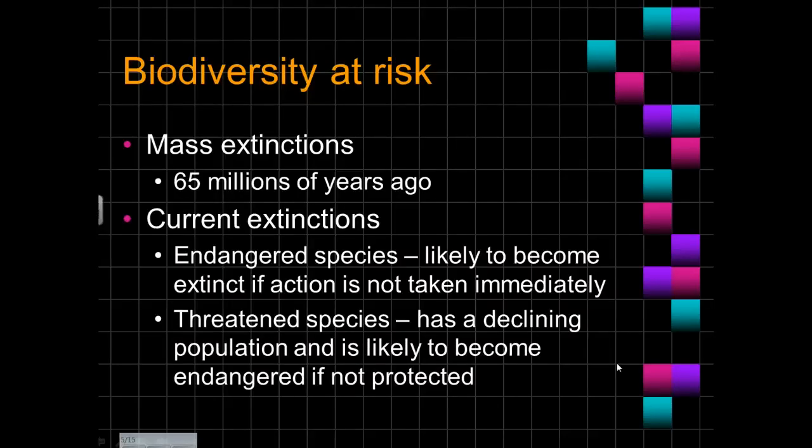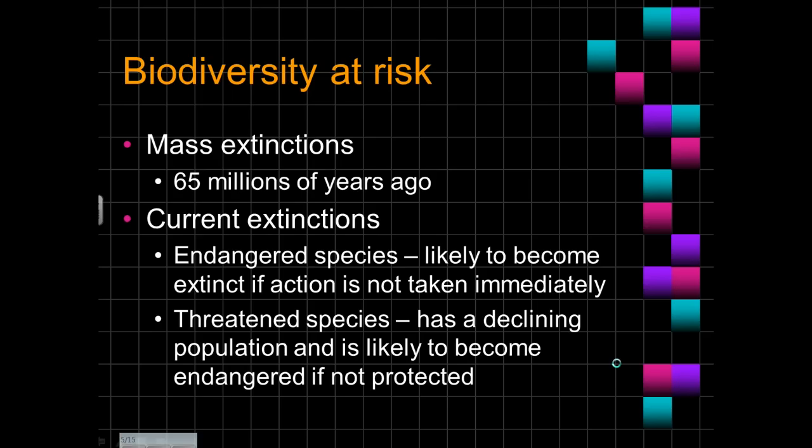There's a different category, and those are threatened species, where the numbers are getting smaller and that species will likely become endangered if something isn't done. Endangered is more critical. Threatened means we need to be paying attention to that species. So when we're looking at what's happening currently in the world, we want to look at the current extinctions and talk about animals and plants. I always forget those poor plants.